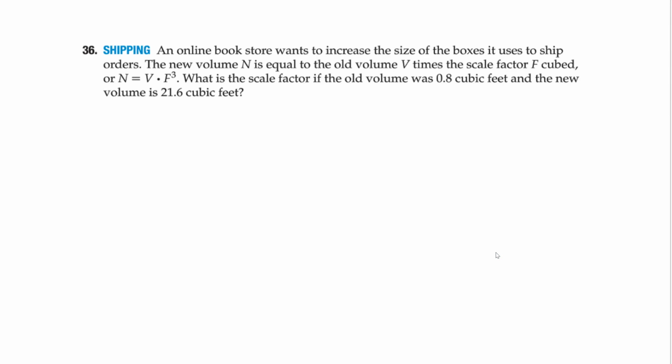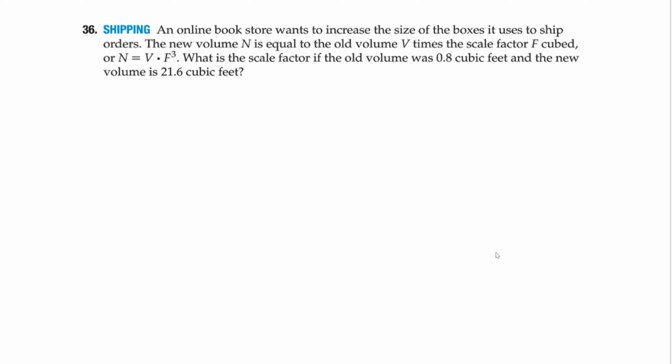Okay, let's finish this up. One last one, an application problem. A company wants to increase the size of the boxes it uses to ship orders. The new volume N is equal to the old volume V times the scale factor cubed. So they're saying the new volume is N, the old volume is V, and the scale factor is F cubed. You can see the formula right there: N equals V times F cubed. Now keep in mind what everything means: this is the new volume, this is the old volume, and this is the scale factor.